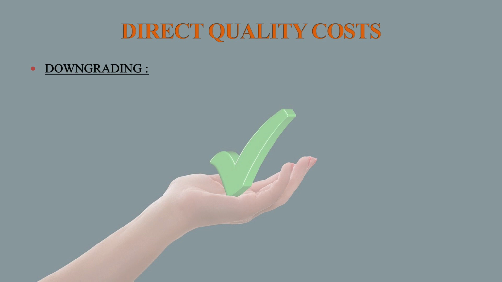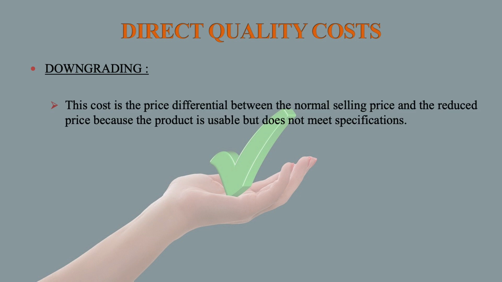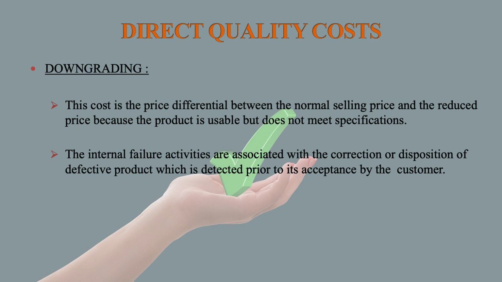Then downgrading. Because of various reasons, some products will be downgraded, or this cost is the price differential between the internal selling price and the reduced price, because the product is usable but does not meet specifications. The internal failure activities are associated with the correction or disposition of defective product which is detected prior to its acceptance by the customer. So these are all downgrading or direct quality costs.